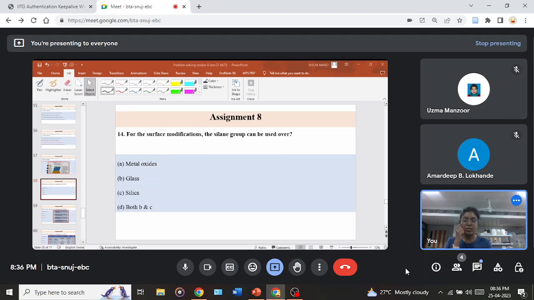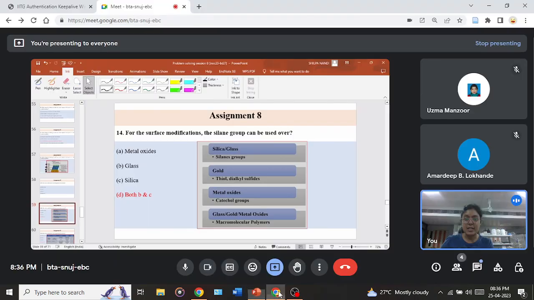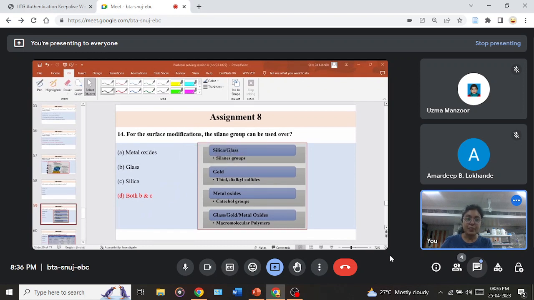So I've got that no idea one, and okay, let's see. So yes, the correct answer for this question is option D, that is both B and C.